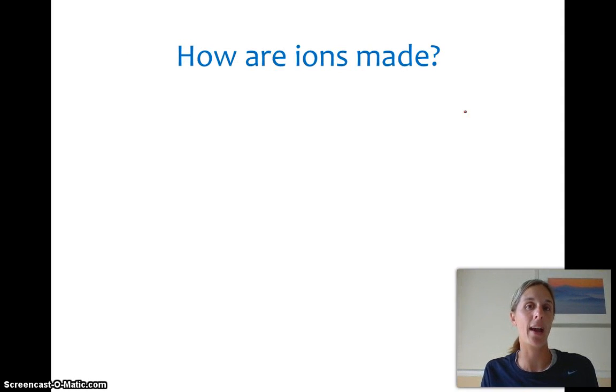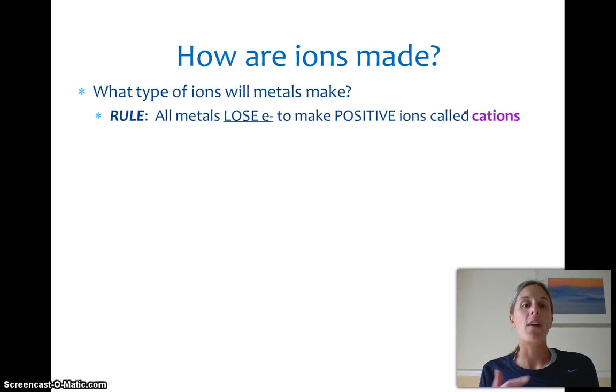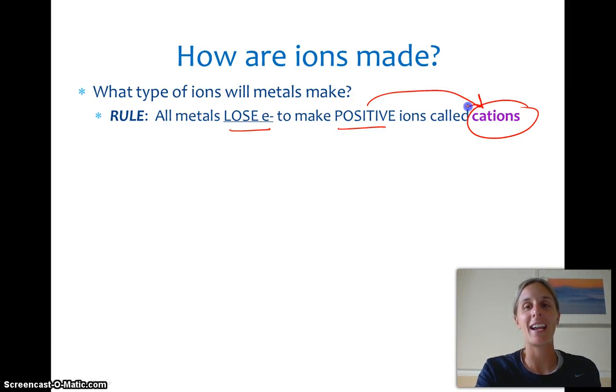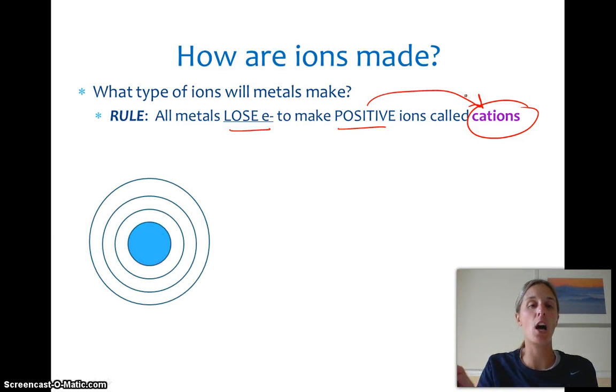So we're now going to talk about how ions are made. So if I'm a metal ion, meaning I'm any atom that is on the left side of the periodic table, my rule is I'm going to lose electrons to make positive ions called cations. Now, how do you know that positive ions are cations? It's because cats have paws. So your cations are positive. I've known that since I was a sophomore in high school. Hopefully you'll remember too. So let's look at an example of how a cation is made. And this is going to be the general rule that all your metal atoms are going to follow. So we're going to work with the idea of sodium.